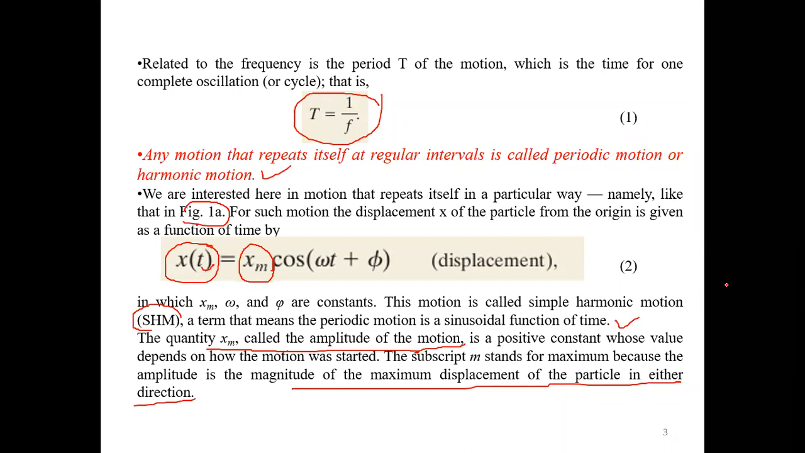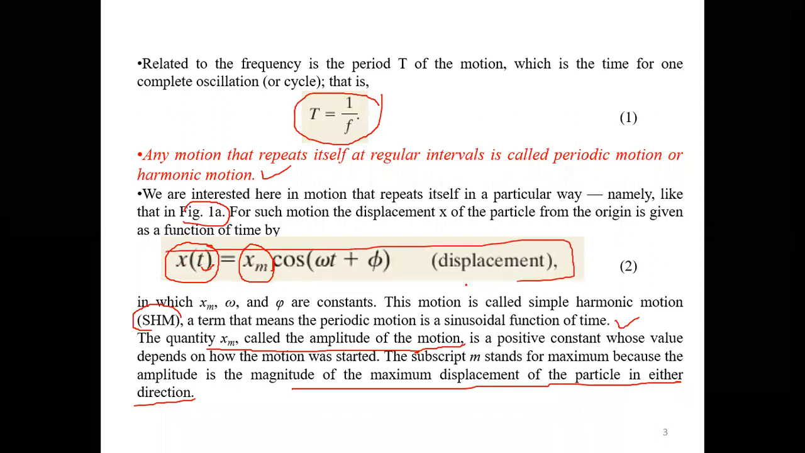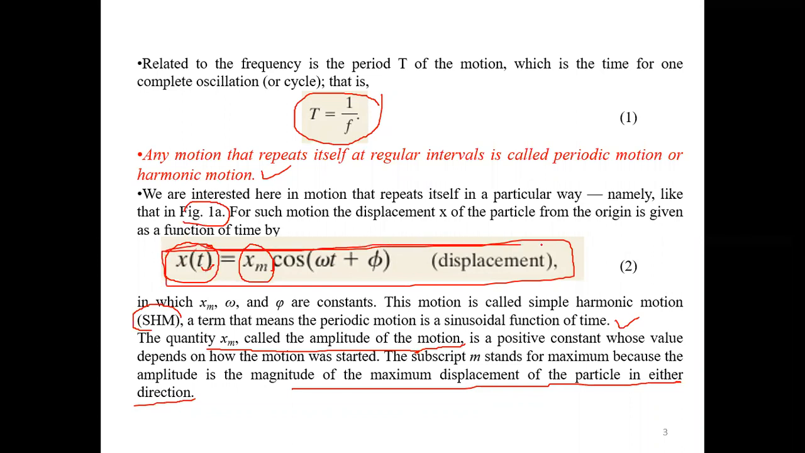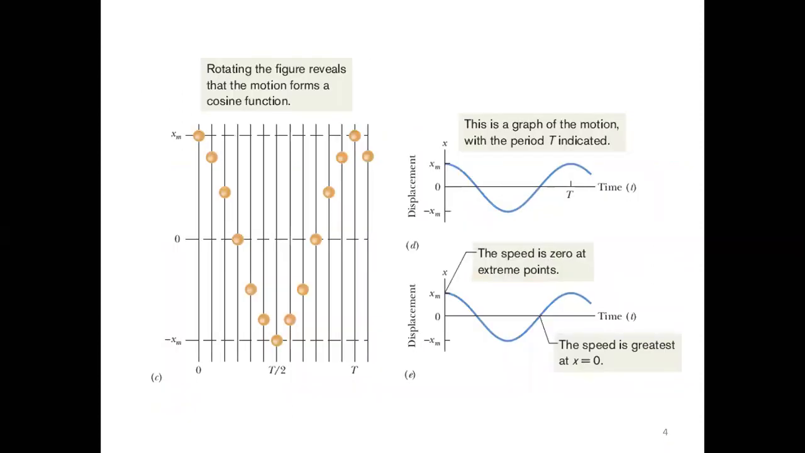So the displacement of the particle in simple harmonic motion at any instantaneous time can be expressed by this equation. This is the equation of simple harmonic motion, and it gives the displacement at any time. This represents the displacement at any time for a particle executing simple harmonic motion. I have already explained this one.